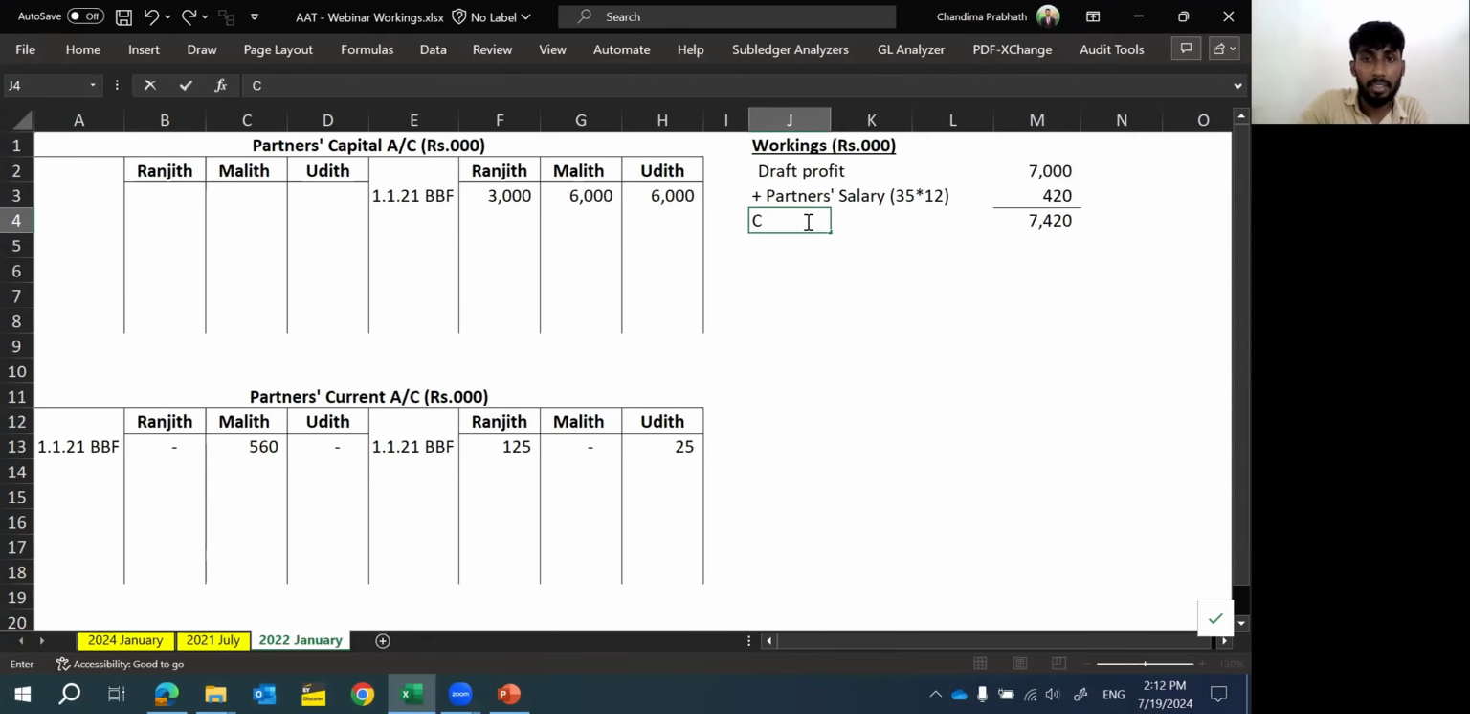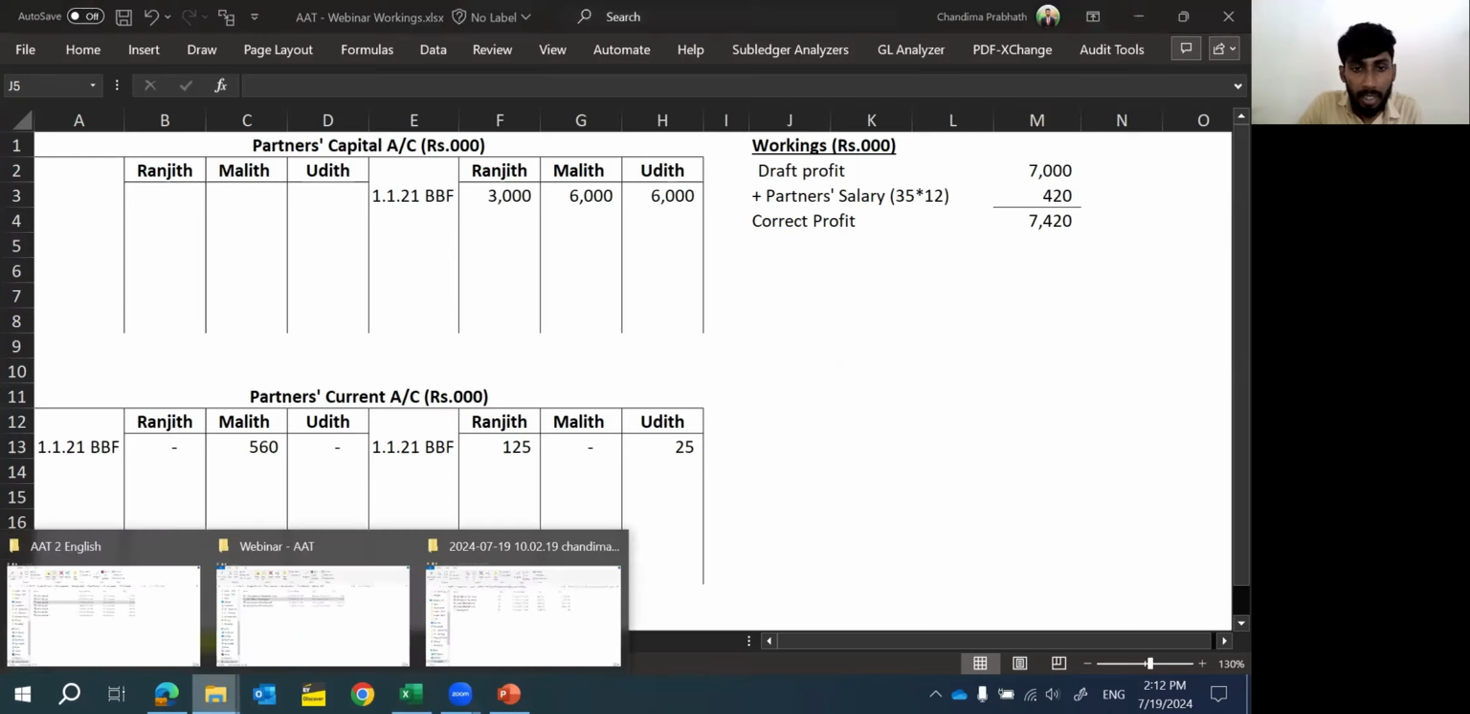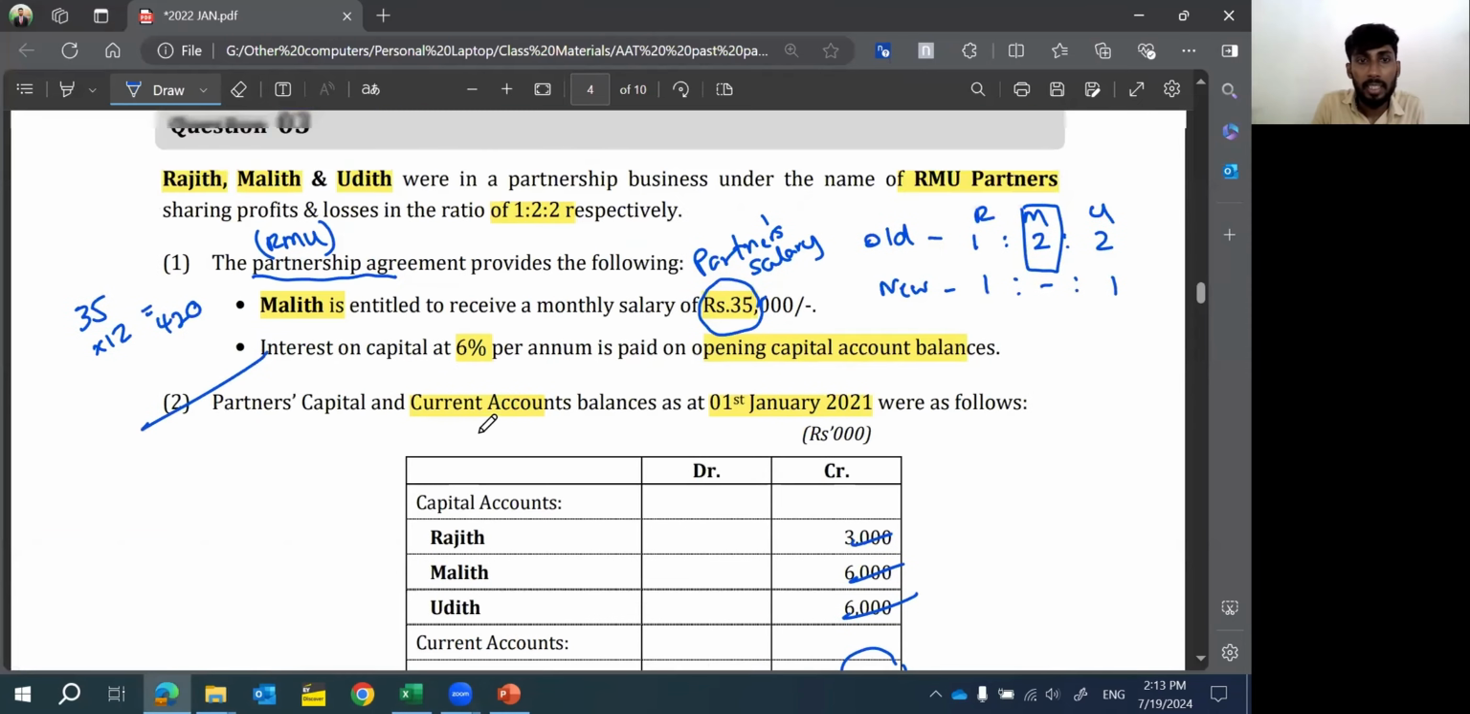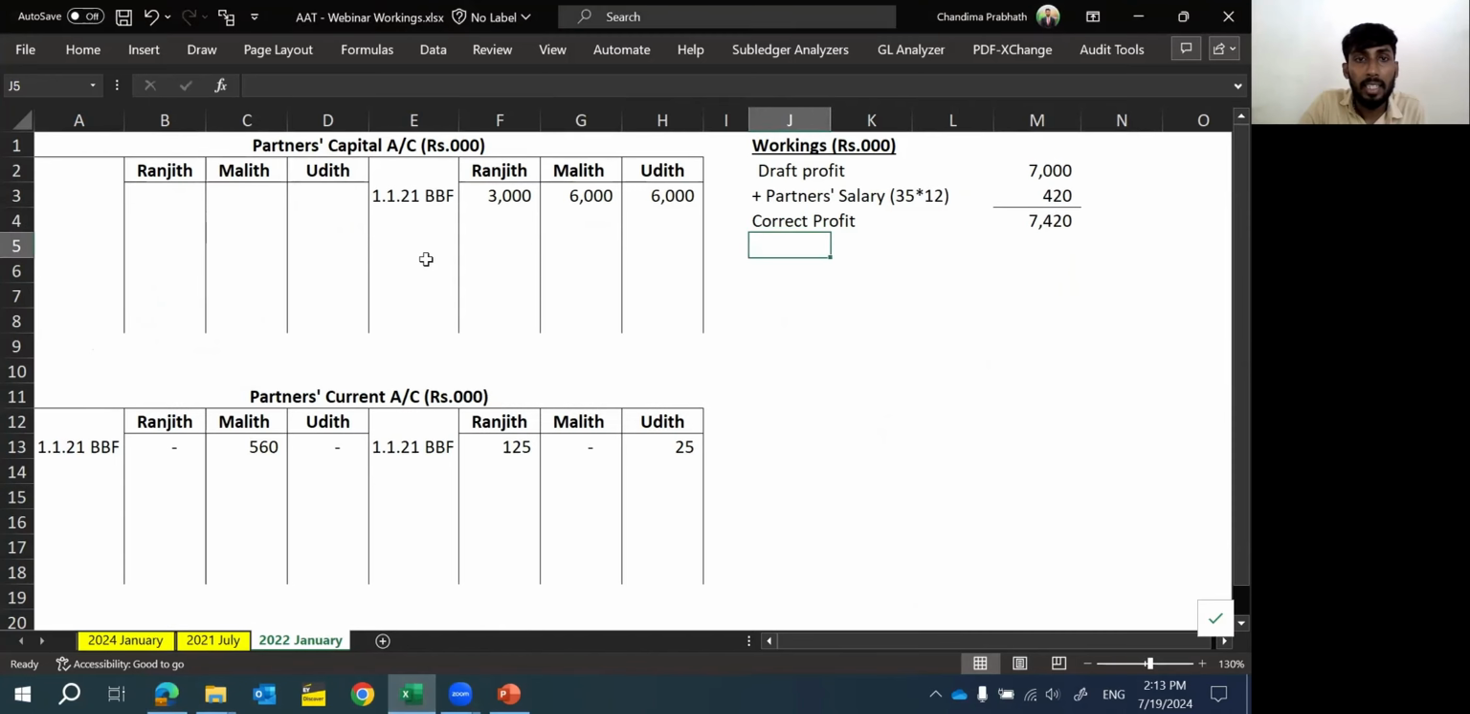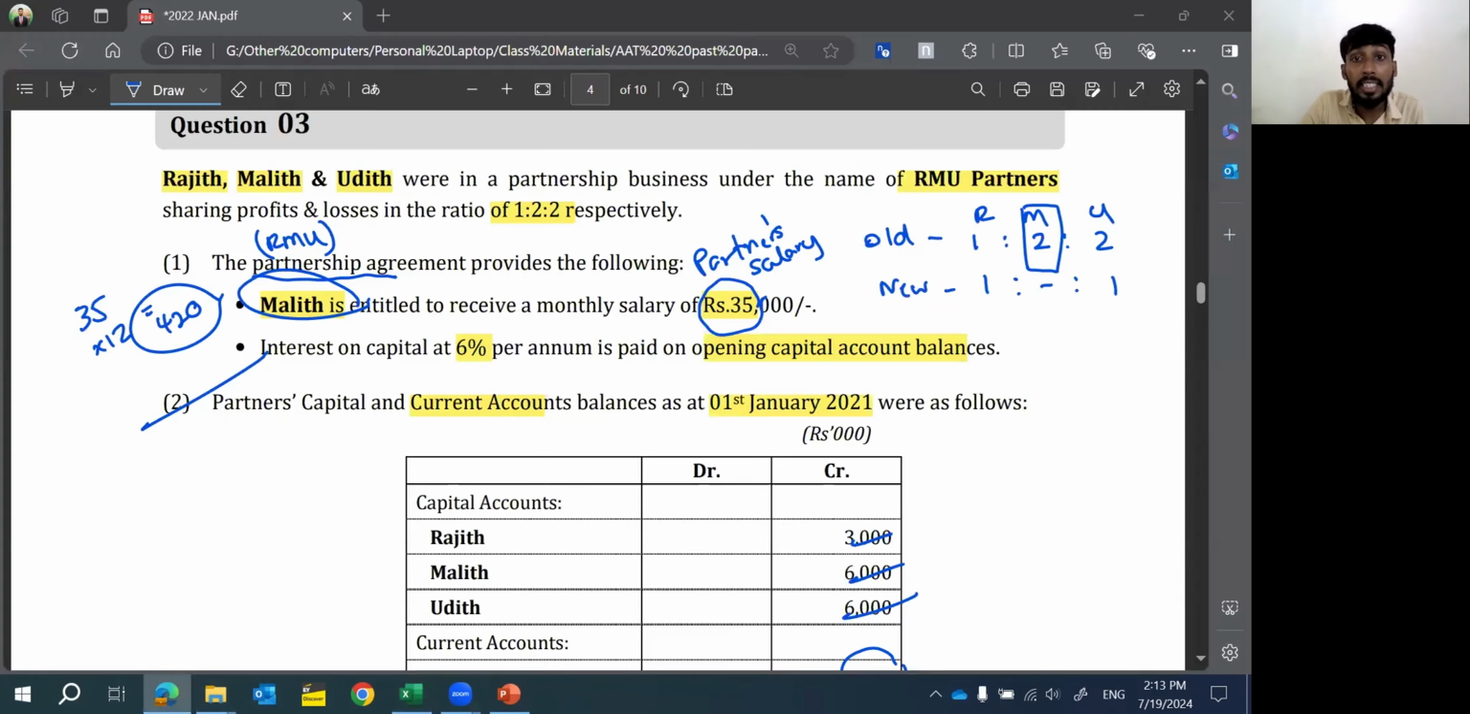Correct profit, or adjusted profit. This correct profit needs to be appropriated again. How to do that? So profit appropriation. This, as a profit appropriation, we need to record now. How to record that? This 420 is credited to Malik's current account.